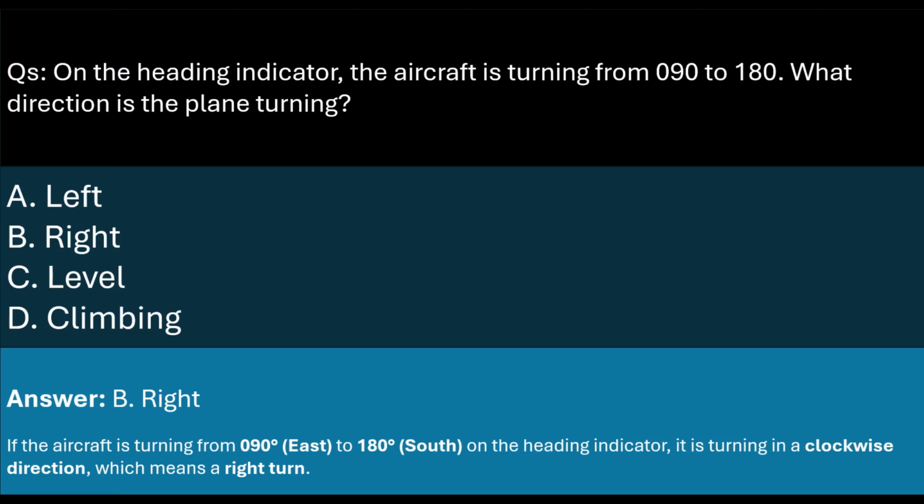If the aircraft is turning from 90 degree east to 180 degree south on the heading indicator, it is turning in a clockwise direction. If it were turning in the anti-clockwise direction, then it would be a left turn. I had assumed it was anti-clockwise turning, so that's why I was wrong. Here you can see the clockwise direction, which means a right turn.